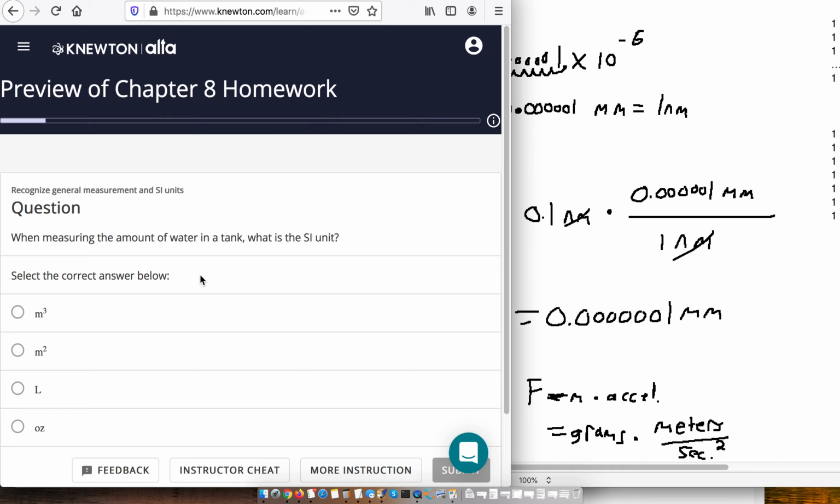So when measuring the amount of water in a tank, okay, I'll leave this one for you guys, but think about how you measure volume, what type of units you use for volume, and you can obviously look that up.